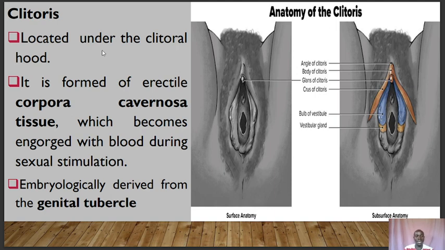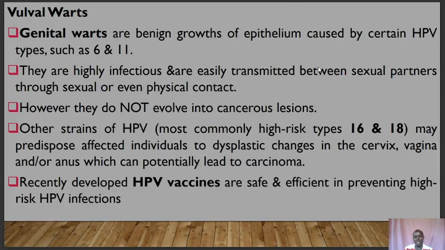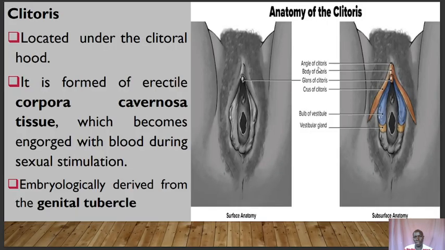The clitoris is located under the clitoral hood and is formed by erectile corpora cavernosa tissue. It normally becomes engorged with blood during sexual stimulation. Embryologically, it is derived from the genital tubercle, and you can see. All right, great.